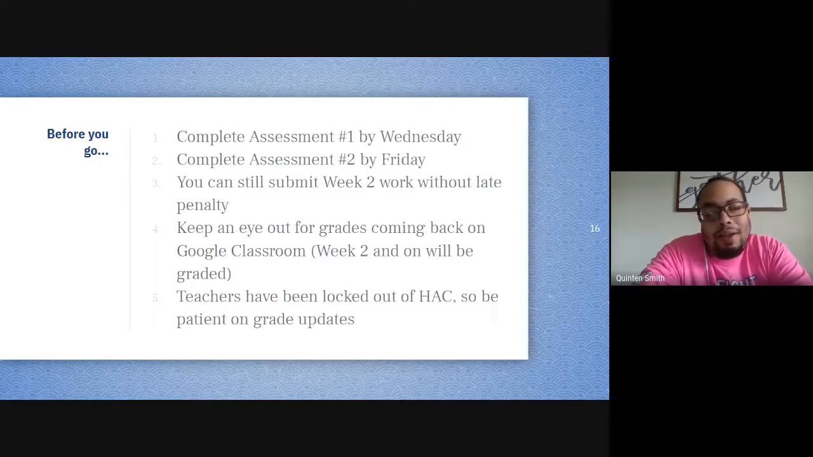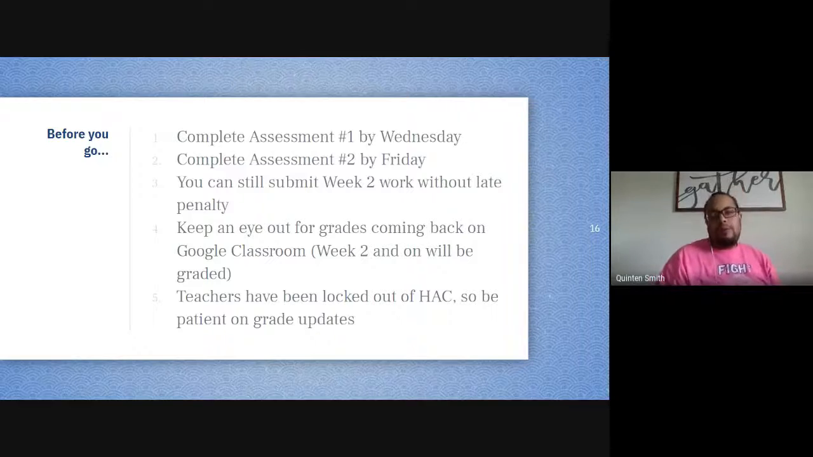We have also been locked out of our grade book for the time being. So we'll be giving you grades through Google Classroom, but they won't be in the actual grade book until later. Once we get word that we can, then of course we will. I think that pretty much covers everything.